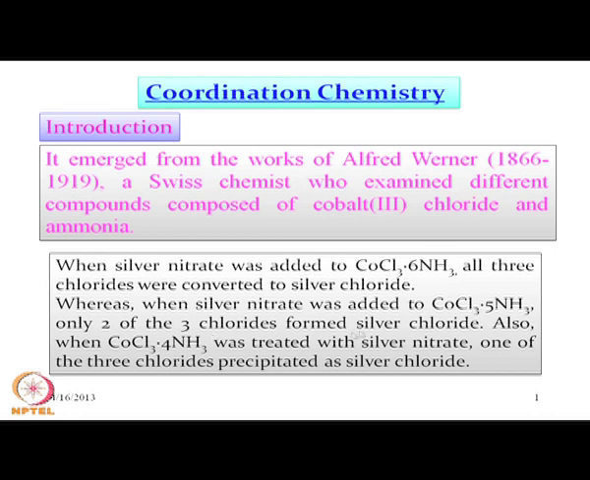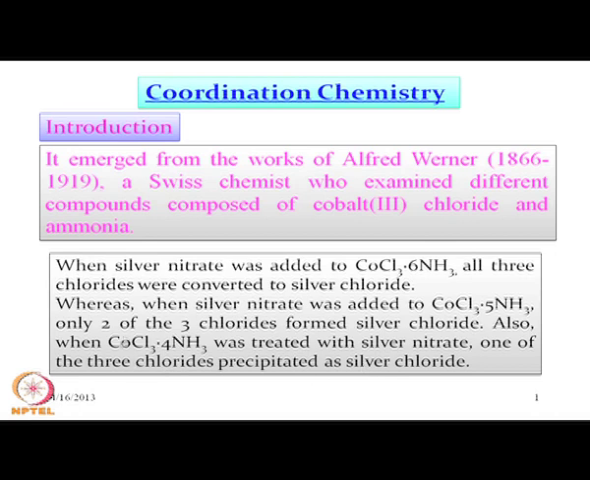And in another case, like the previous case where the stoichiometry was different, we could remove 3 of these chlorides as silver chloride. So, the third variety, where only the stoichiometry is different, now has 4 NH3 groups, and when we treat it with silver nitrate, only one of the 3 chlorides can be precipitated as silver chloride. So, now we are not getting 3, we are not getting 2, but we are able to remove only one of these 3 chlorides as silver chloride.